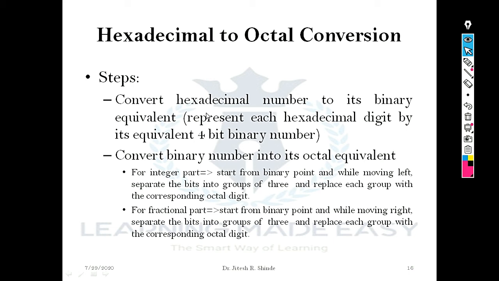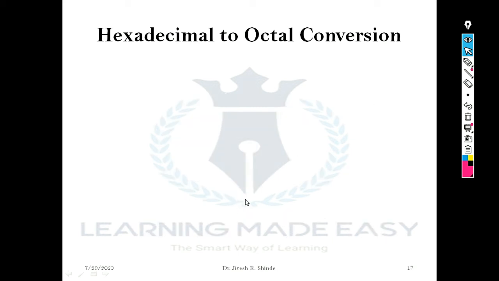Convert the hexadecimal number to its binary equivalent: represent each hexadecimal digit by its equivalent 4-bit number, then convert the binary number into its octal equivalent. For the integer part, start from the binary point, and while moving left, separate the bits into groups of 3 and replace each group with the corresponding octal digit. For the fractional part, start from the binary point, while moving right, separate the bits into groups of 3, and replace each group with the corresponding octal digit. Here also we are taking the advantage of the 8421 code first, followed by the 421 code. In octal to hexa we were using the concept of the 421 code, after that we used the concept of 8421.